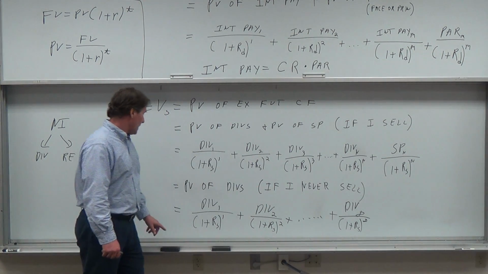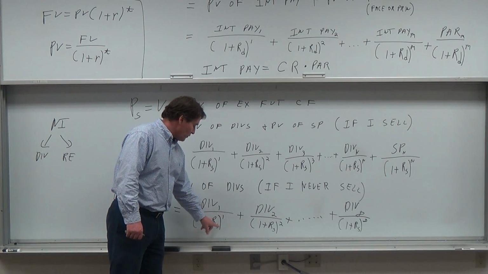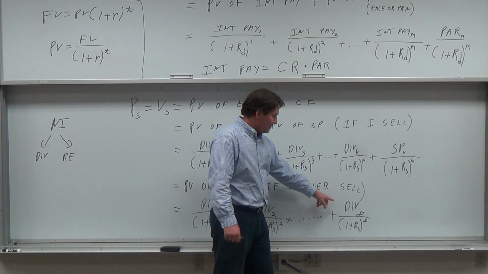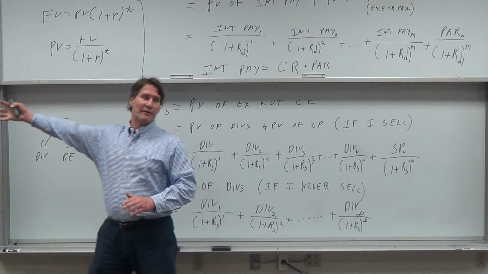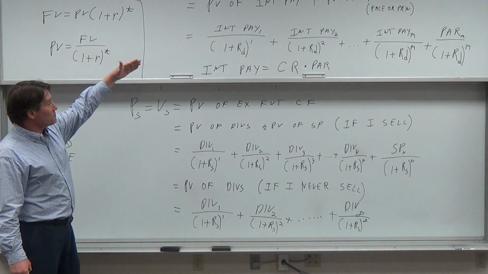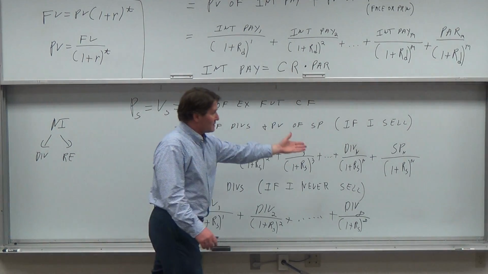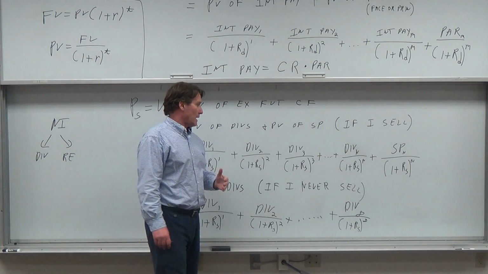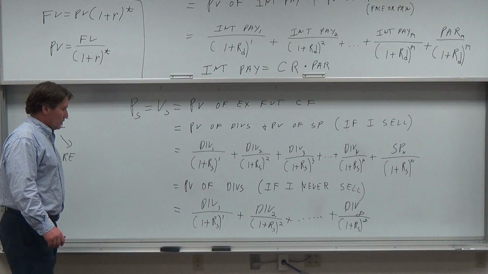If I never sell the stock, that's going to be the dividend I expect in year 1, divided by 1 plus RS to the first, the dividend in year 2, 1 plus RS to the second, plus the dividend at infinity, 1 plus RS to infinity. In other words, take the dividends forever and discount those back. When I talk about interest payments, they are expected. When I talk about dividends, those are expected. Selling price is expected. Anytime we go into the future, it's expected. Okay, so this is understood to be expected dividends when I'm going into the future.